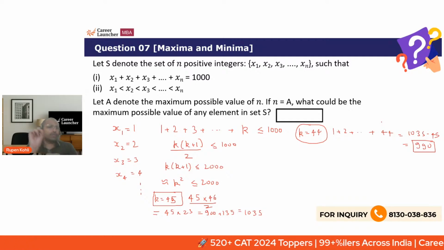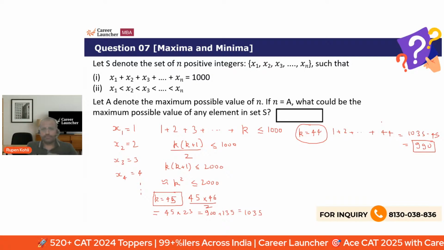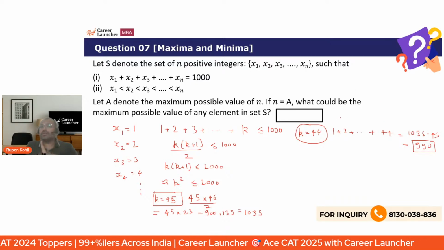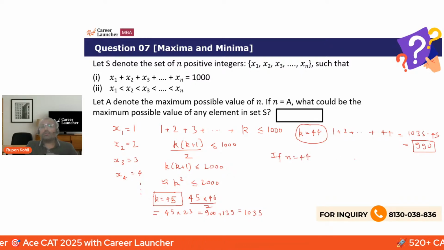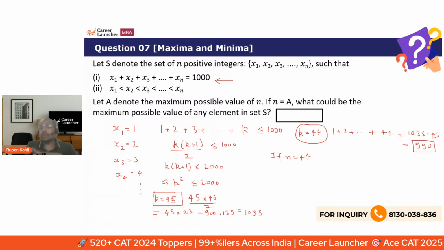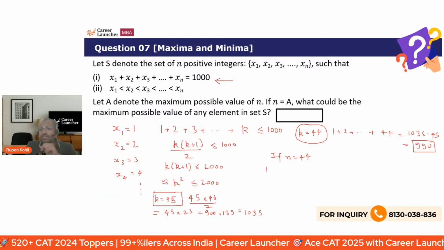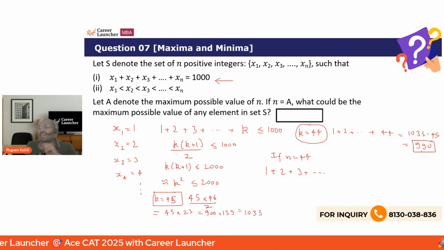Let n denote the maximum possible value, and we have got that value as 44. But the question is not asking for the value of n. The question is asking, if n equals 44, what could be the maximum possible value of any element in set S? Remember your primary constraint: the sum of these n numbers is exactly 1,000. But your sum of 1, 2, 3, 4 up to 44 is 990 and not 1,000.